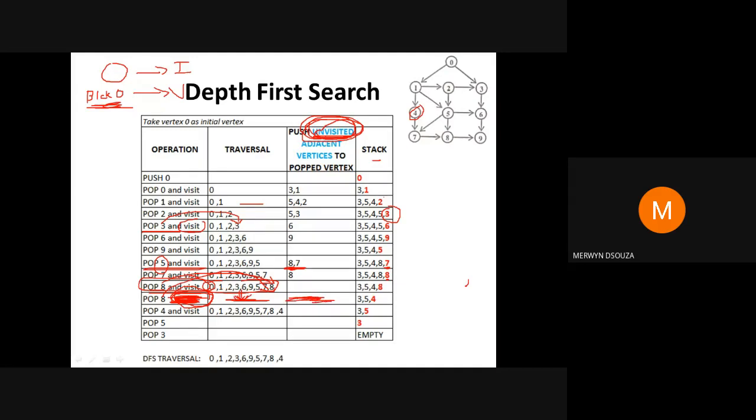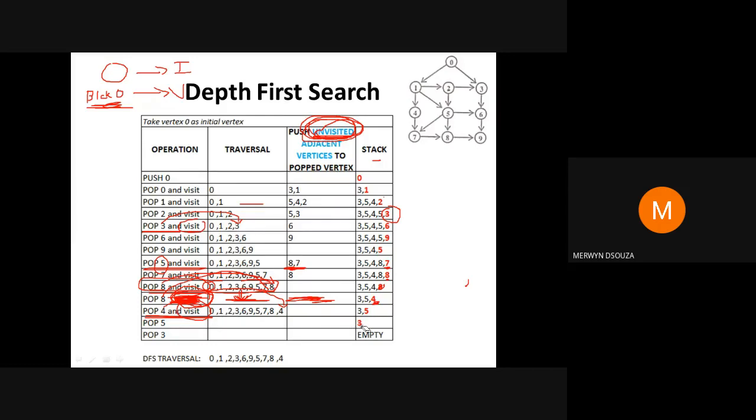So this 8 has gone, and 4 is the top of the stack. You pop 4 and visit. When you pop 4, you write 4 in the answer. Visiting means you delete this circle from here. Find out if there are any adjacent vertices which are not yet visited. From 4, there is 7, but 7 is already visited, so you're not going to write it here. Delete 5. You cannot visit 5 again because 5 has already been visited. So this answer remains the same.